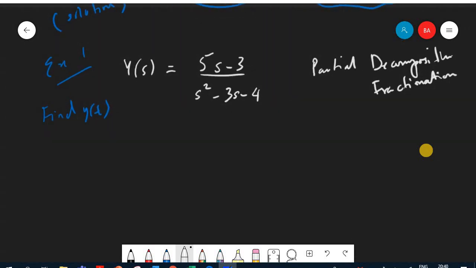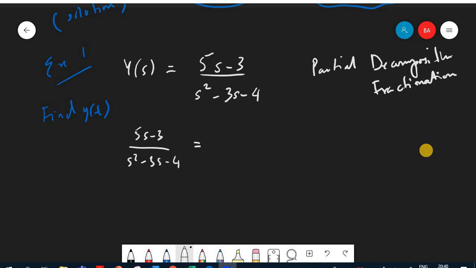So what do we have? We have 5s minus 3 over s squared minus 3s minus 4. This is the denominator here. The denominator is to the power 2, so we are going to have something to the power 1 at the top. But hold on. We will not do that except when we see that we can factorize the function which is at the bottom here.